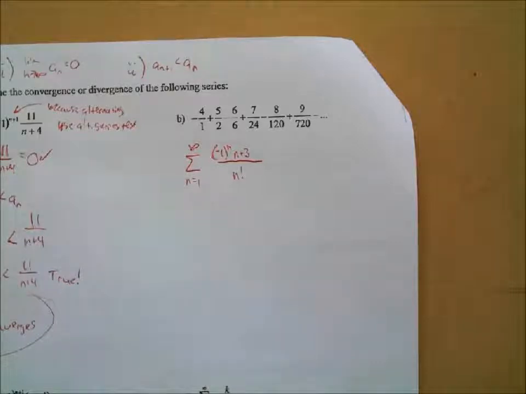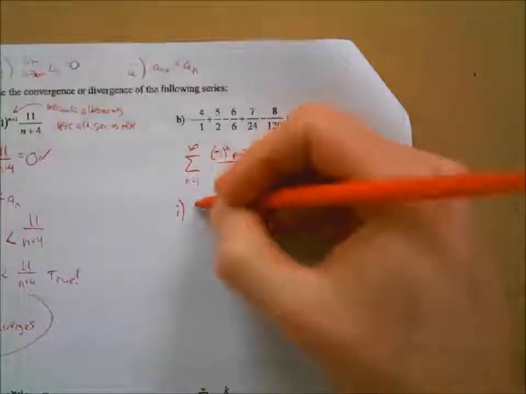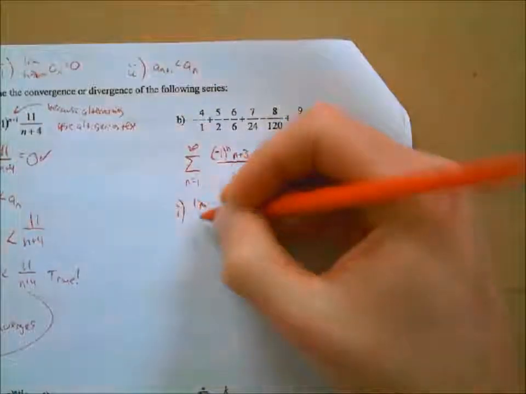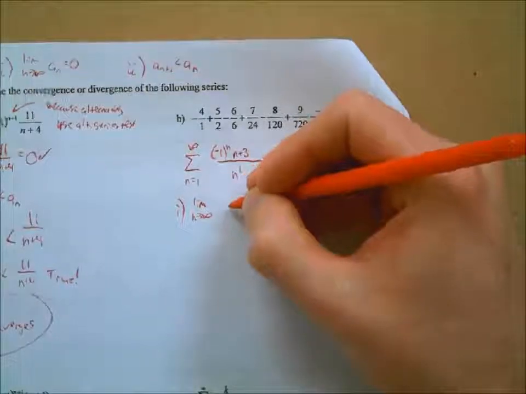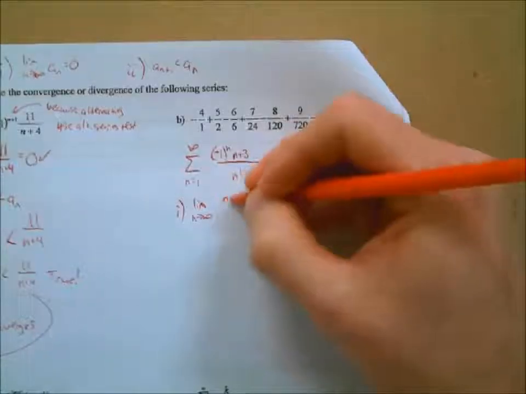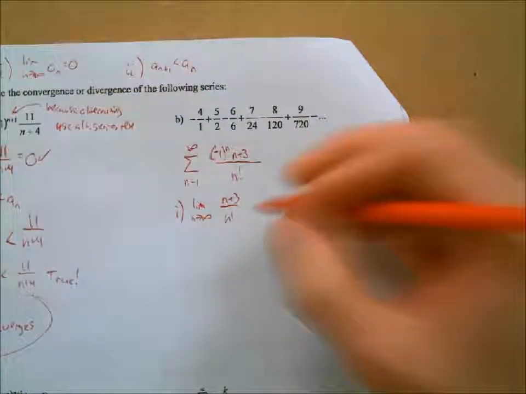Question on that? Yeah, what's the exclamation point for? The exclamation point is because it's n factorial. So we're going to now evaluate here. We do have an alternating series, so the limit as n approaches infinity of, again, just our sequence, we're going to ignore the alternating part, n plus 3 over n factorial. Does this equal 0?